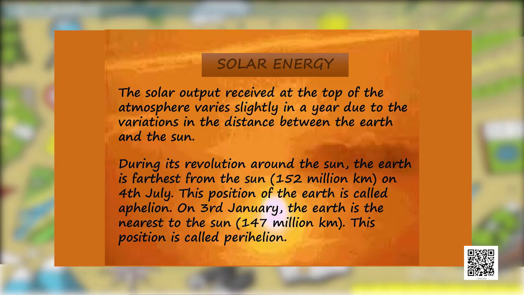The solar output received at the top of the atmosphere varies slightly in a year due to the variations in the distance between the Earth and the sun. During its revolution around the sun, the Earth is farthest from the sun on 4th July, about 152 million kilometers, and this position of the Earth is called aphelion. On 3rd January, the Earth is nearest to the sun, about 147 million kilometers. This position is called perihelion.